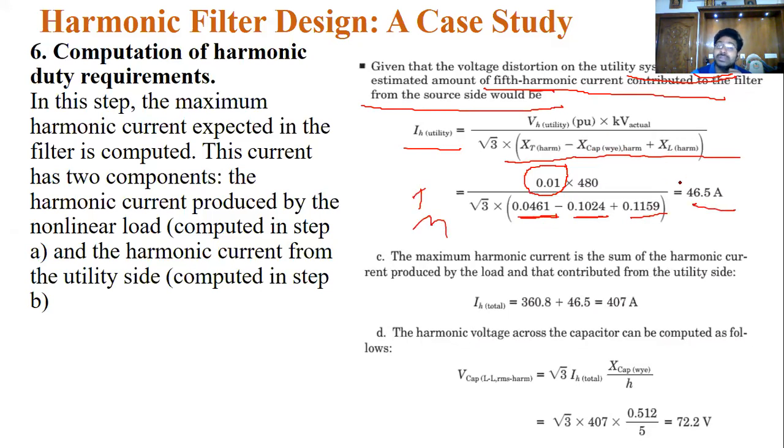At 0.01% harmonic distortion, what is the total current you require, without considering a deviation? Now see this: this is the harmonic current that is injected into the system.